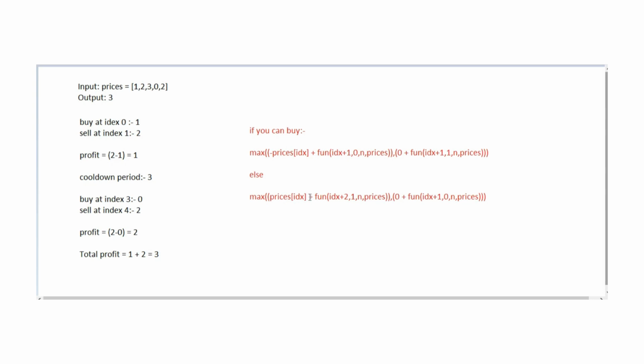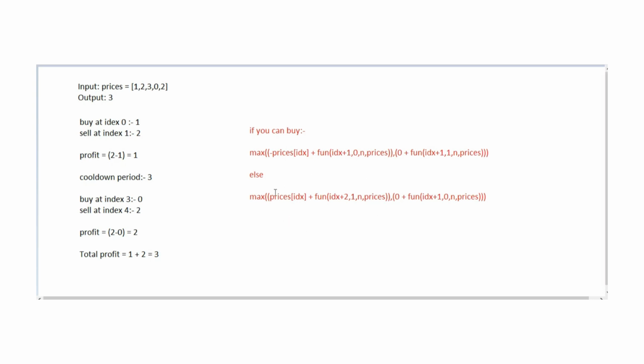After that selling, we have two choices. We can buy the stock in the further upcoming days. But here, as they have mentioned in the question, in the immediate next day we can't buy the stock, as this is the cooldown period. So here we have made idx plus 2, meaning we have incremented our index by 2 positions, as we need to skip that particular next day. So for this we have handled this case.